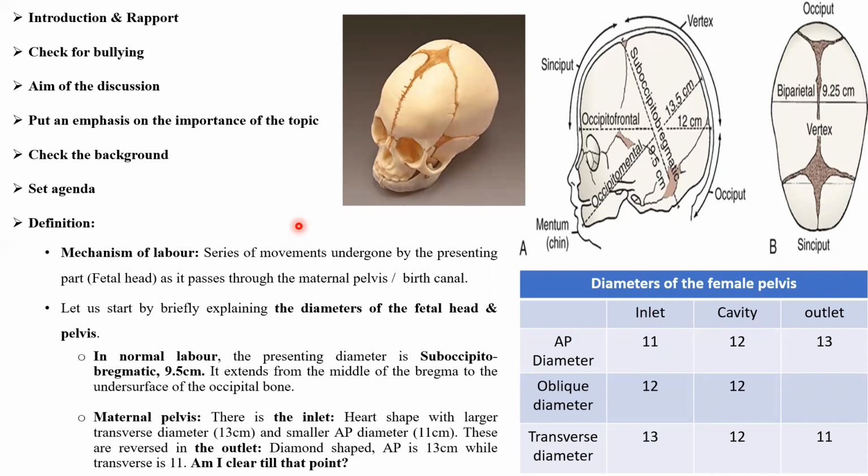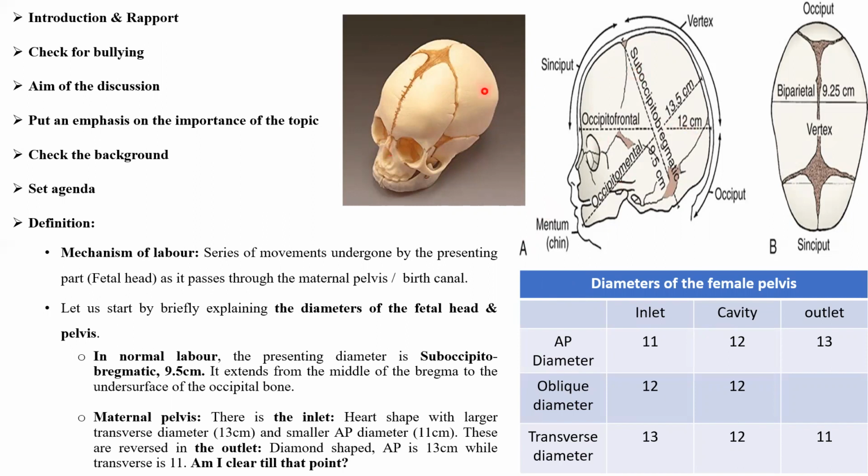Now, Sam, the mechanism of labor is a series of movement undergone by the presenting part, which is the fetal head, in vertex presentation. As we are talking about the normal labor, so the presentation here will be vertex. Any movement taken by the head during the passage of the birth canal, it will be considered as part of the mechanism of normal labor. Sam, before starting the steps of the normal labor, let me tell you briefly about the diameters of the fetal head and the fetal pelvis.